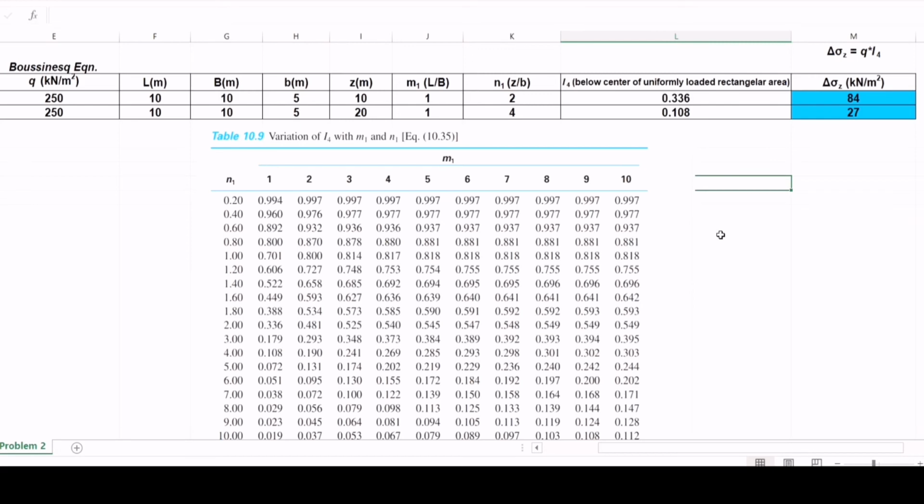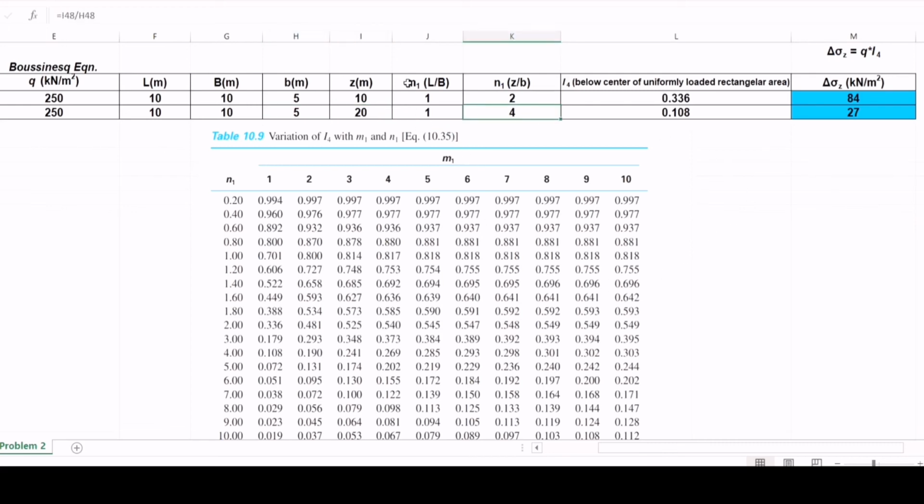In finding I4, we have small b, which equals capital B over 2. So 10 over 2 equals 5. And Z is given as 10 and 20 meters. Then we have M1, which is L over B. So 10 over 10 equals 1. Both of them are 1. And then N1 is Z over the small b. So Z of 10 over 5 is 2, and 20 over 5 is 4.